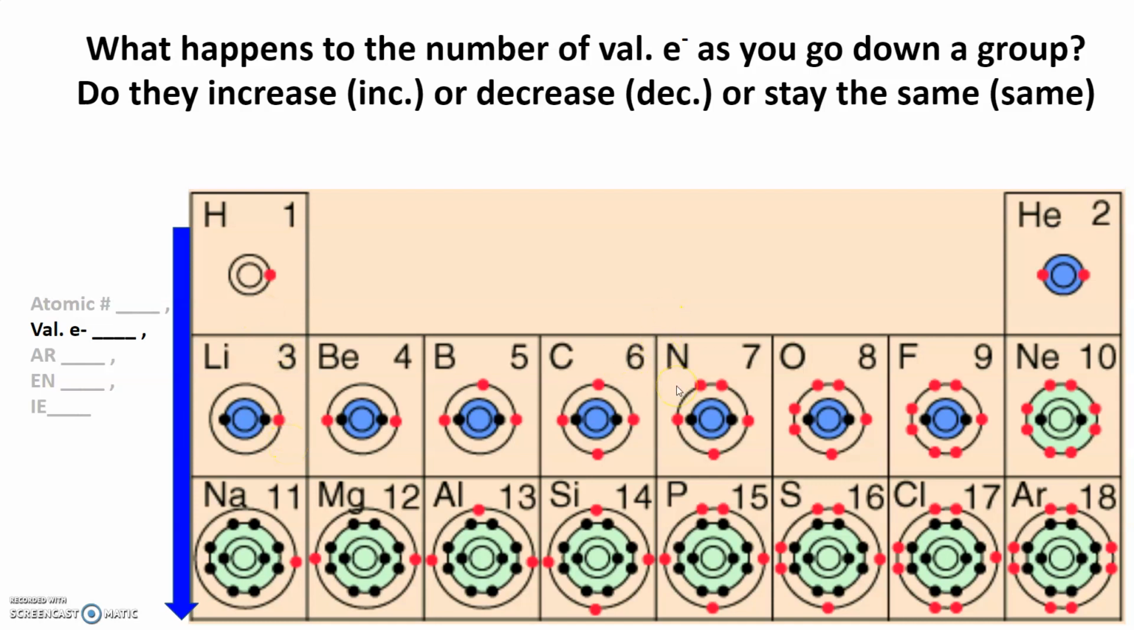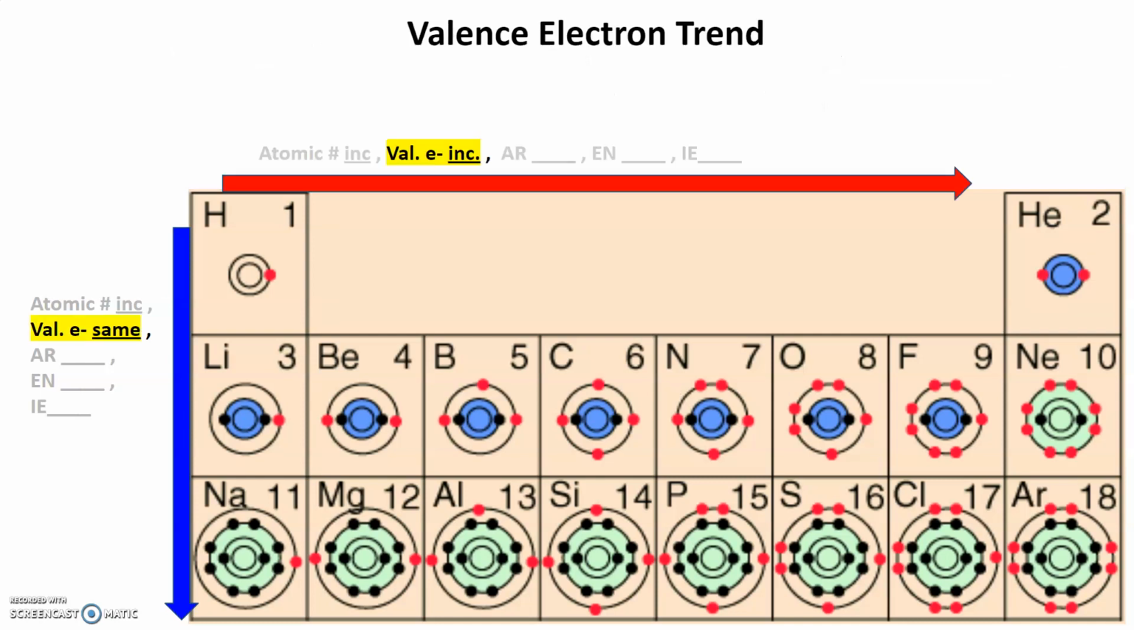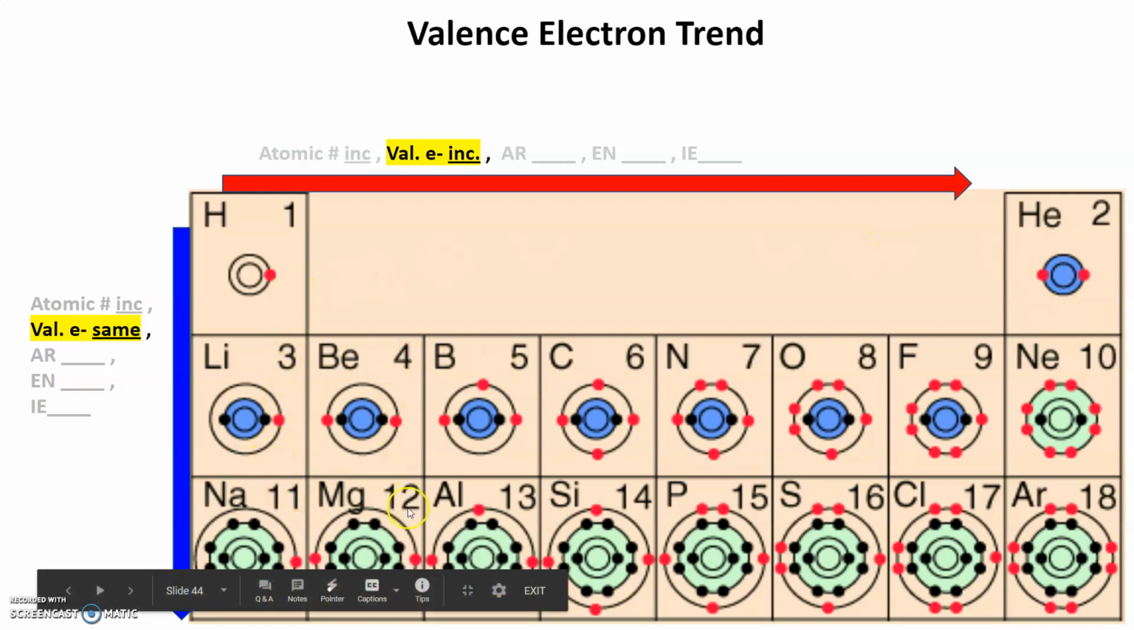And you can try that for any other group as well. What do you notice? Great, so what you'll notice is going across to the right, the number of valence electrons increase, and they actually increase by 1. But as you go down a group, the valence electrons remain the same. So group 1, for example, all of these have 1 valence electron. Group 2 all have 2.